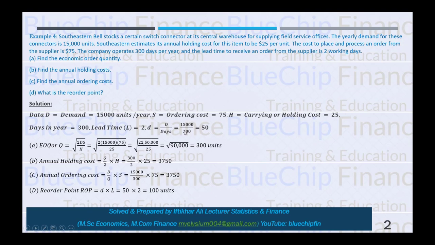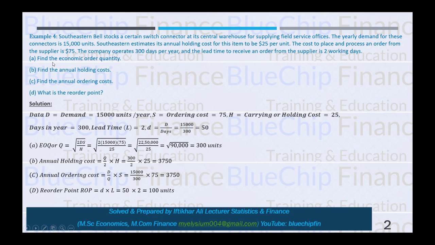So lead time, what is lead time? Lead time is always denoted through L, and lead time is the time which an order consumes from initiating the order and finally receiving that order.